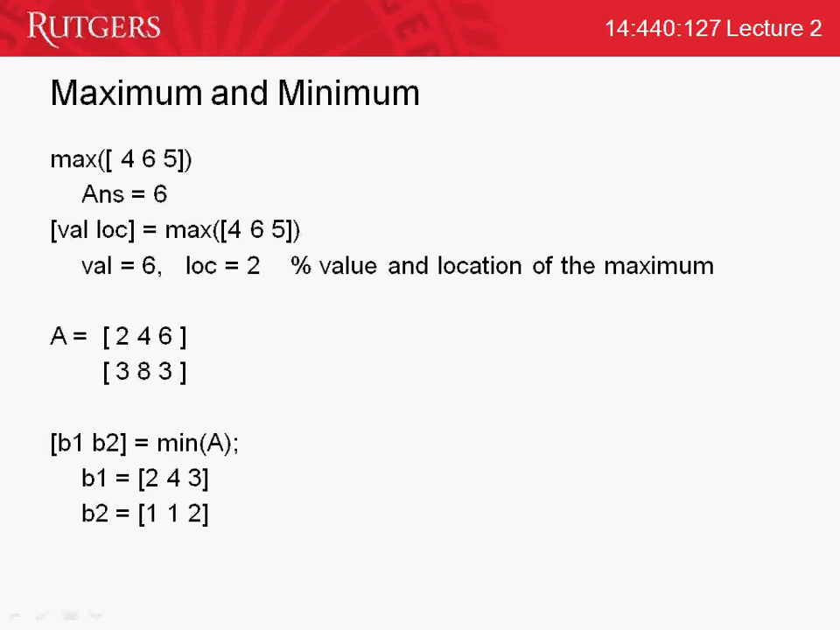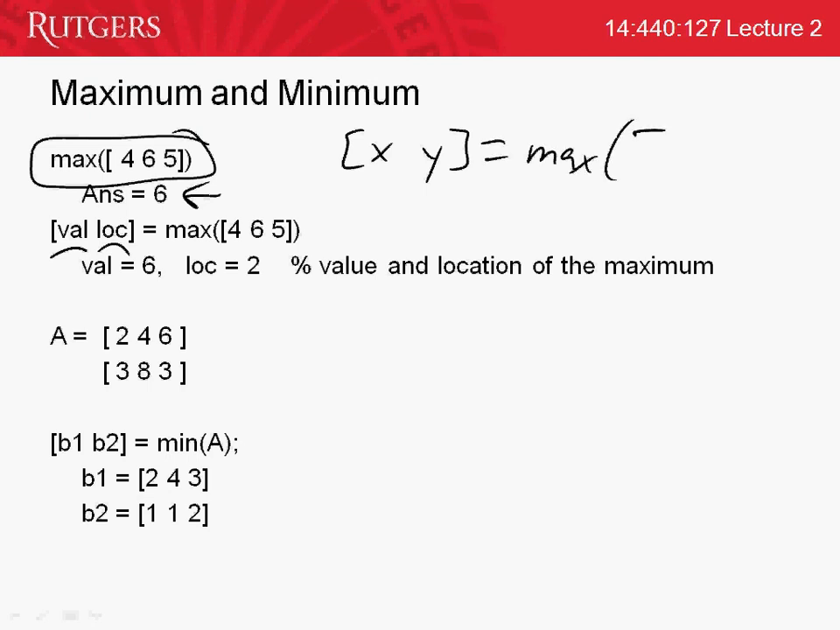So if we wanted to find the maximum number of the following vector, 4, 6, 5, just use the max function of 4, 6, 5, and it'll tell us, okay, 6 is the largest number in that vector. Great. The thing is, you can also request two outputs. So notice this is kind of like using size, but here we're requesting two outputs. We want the value and the location. And the val, loc, those are just variable names. Had I called it X and Y, this would do the same thing.